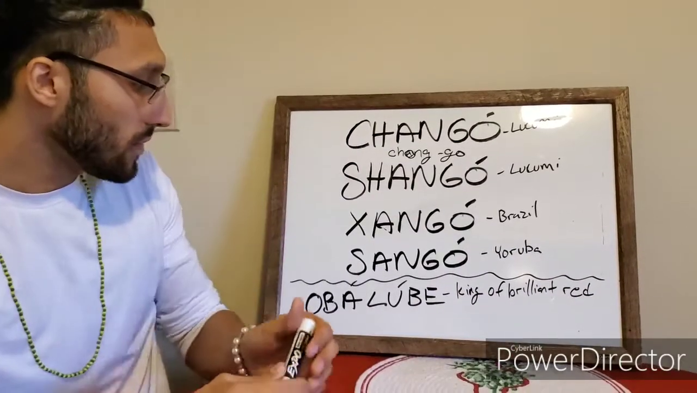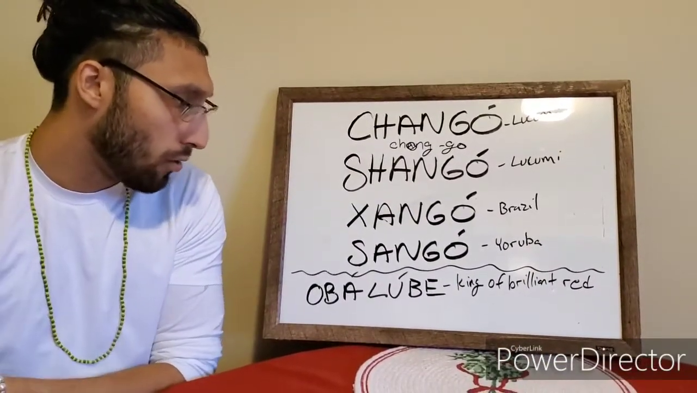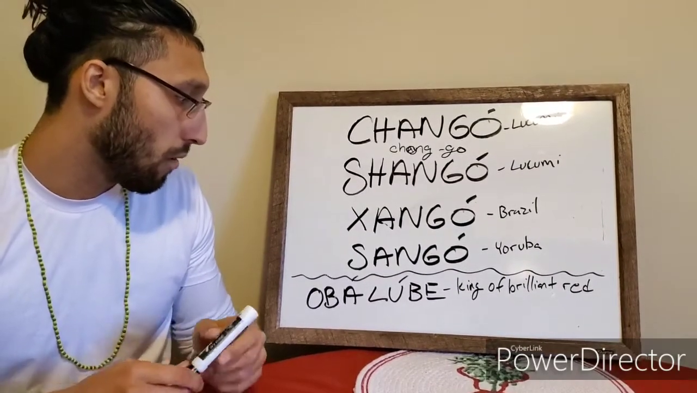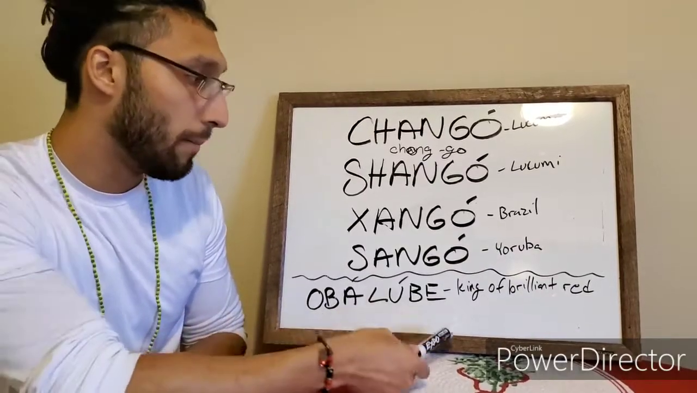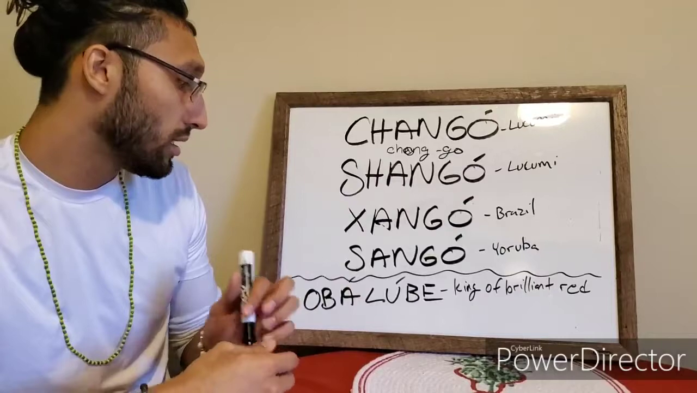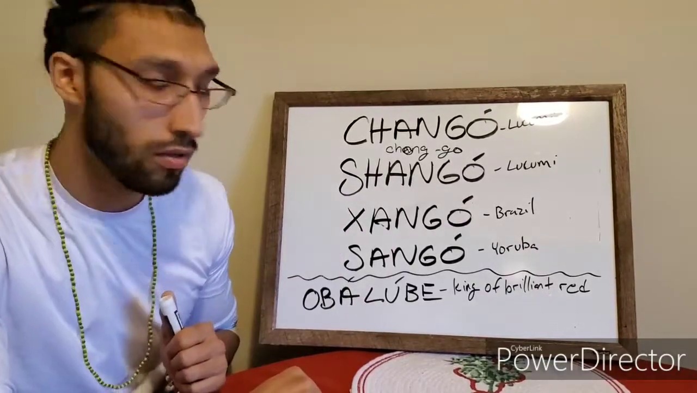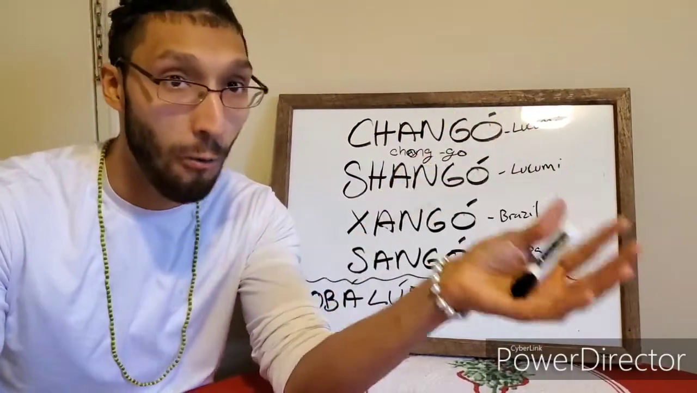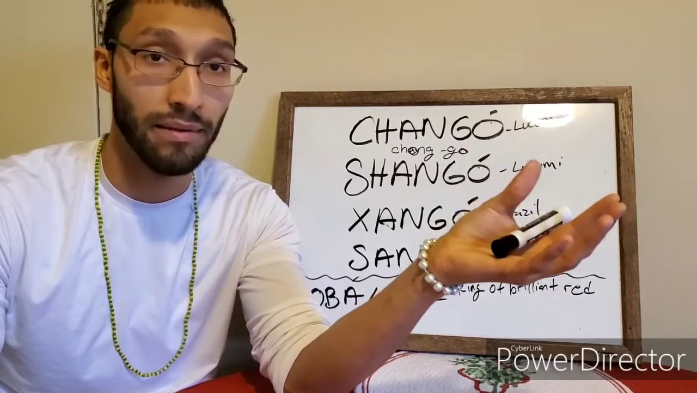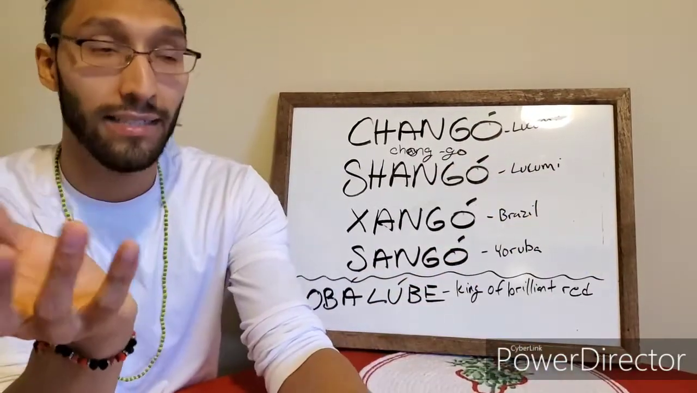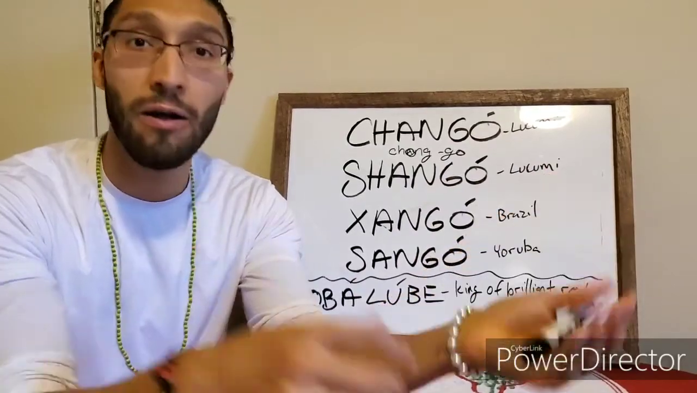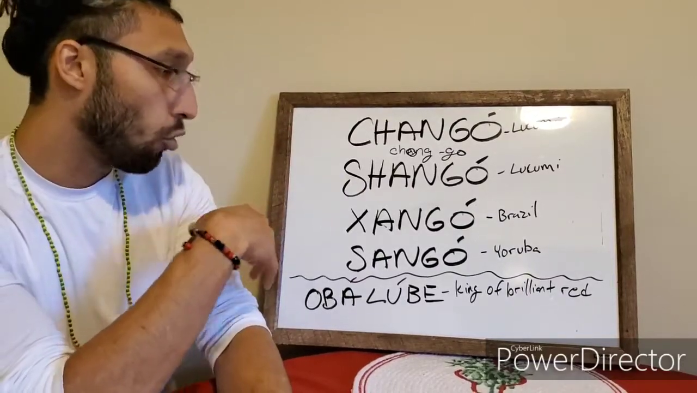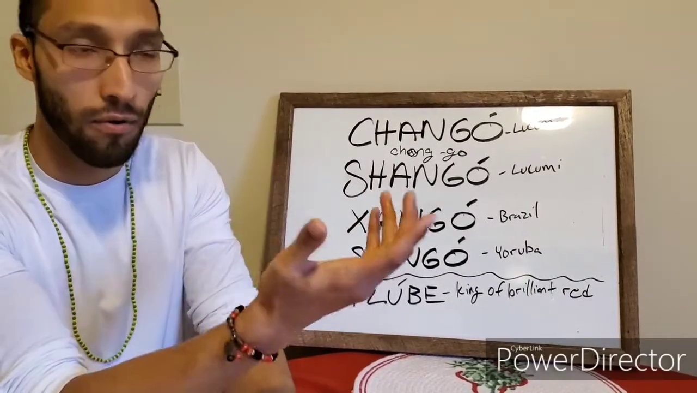And I put this little tidbit at the end, Obalube, which means king of brilliant red, king of redness. Oba meaning king, Lube meaning red or brilliant red, bright red. So you could say Obalube Chango, Oba Chango. There is a distinction. There's Oba, the Orisha, who's a female Orisha at the cemetery and also at the river. And there's Oba, king. Oba Chango. Obalube Chango. Kawo Yosile Chango.